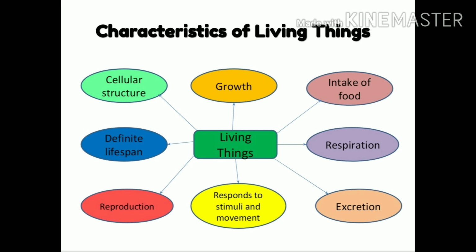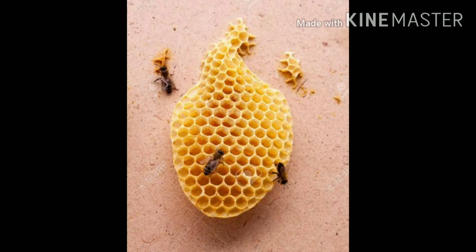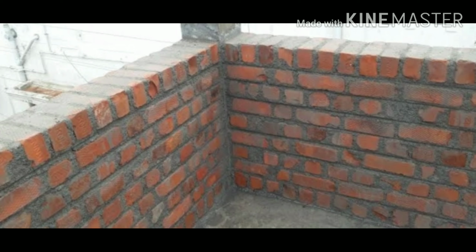Next characteristic is cellular structure. Students, have you ever seen a honeycomb from closer? There are small compartments in it which are joined together to form a honeycomb. You may have also seen the construction of a wall. To construct a wall, the bricks are firmly joined together. A number of bricks are joined together to form a wall.